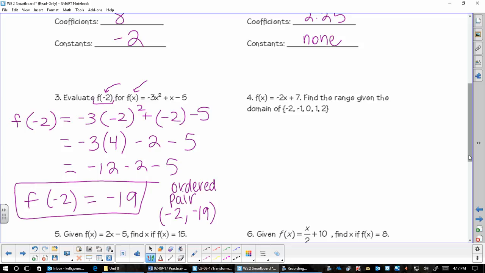Okay. Number 4. It says f of x equals negative 2x plus 7.